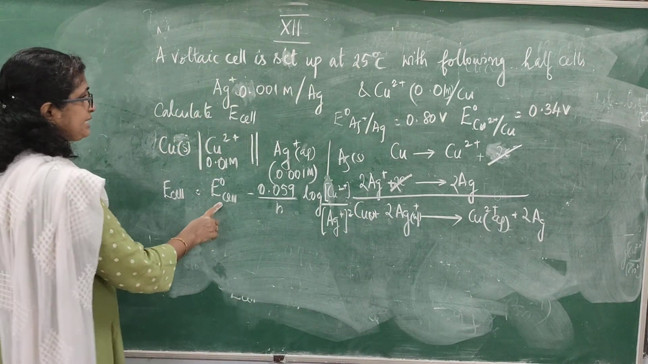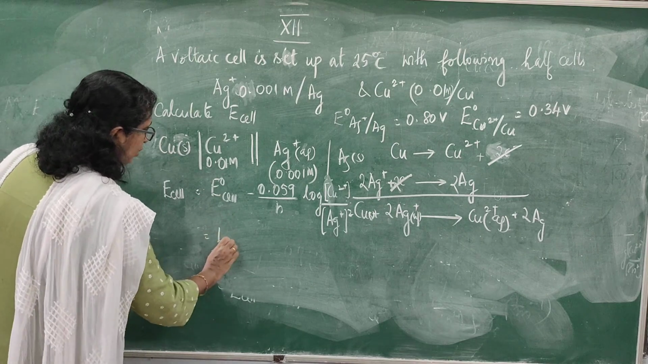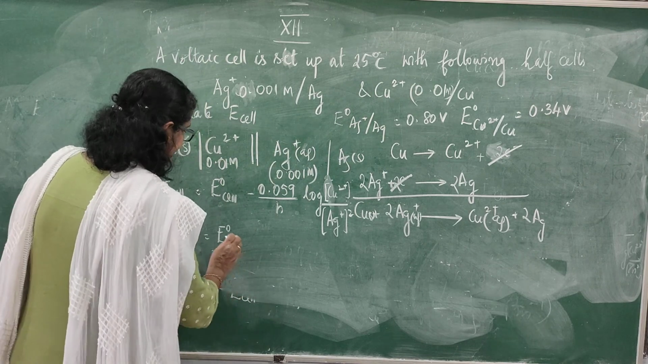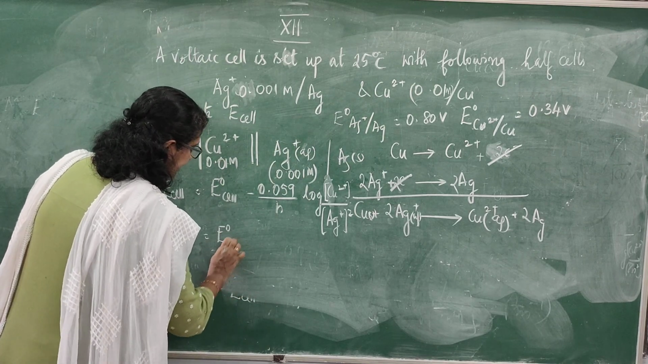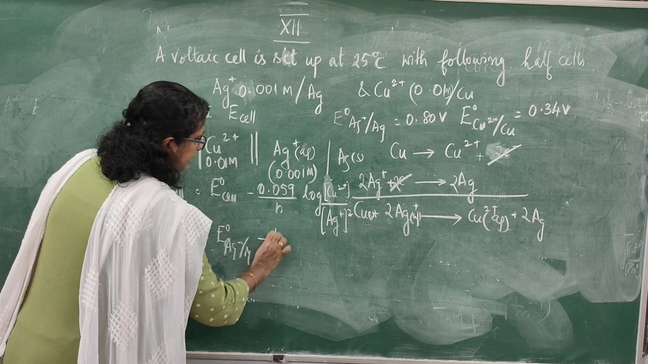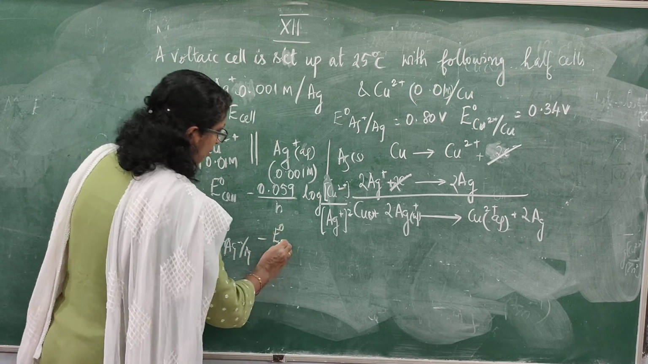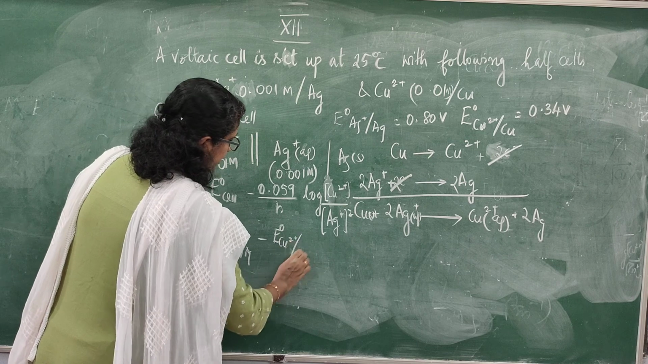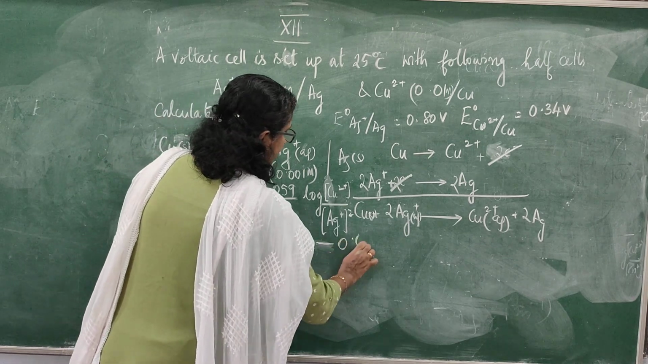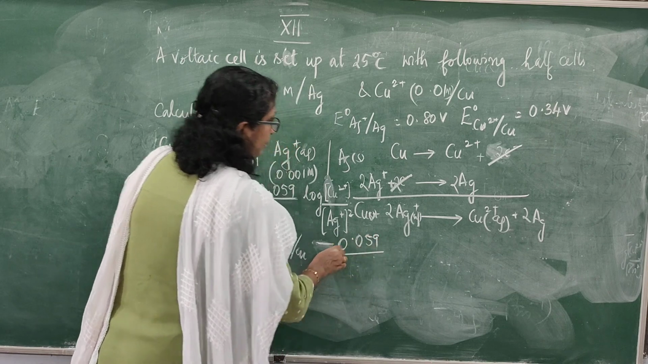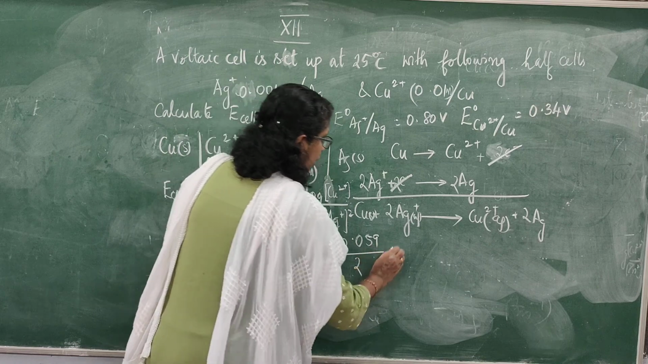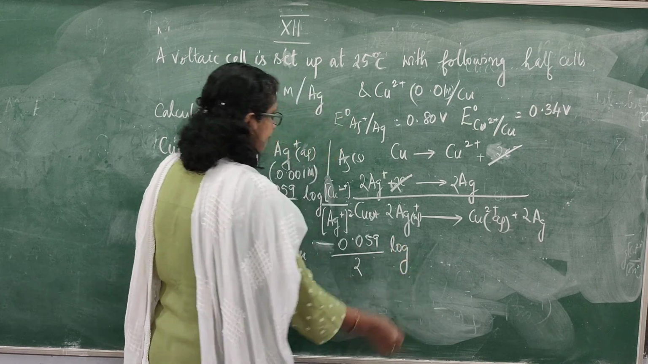Now what is E° cell? E° cell is equal to E° cathode. What is E° cathode? The silver, that is Ag+|Ag, minus E° anode. What is E° anode? Cu2+|Cu, minus 0.059 by n. How many electrons are accepted or released? 2. So by n equal to 2, log molar concentration of Cu2+.